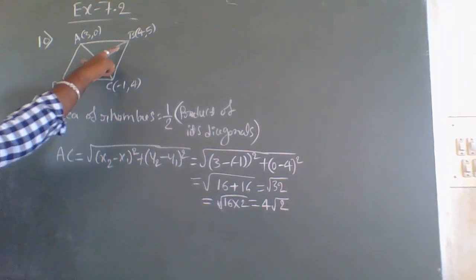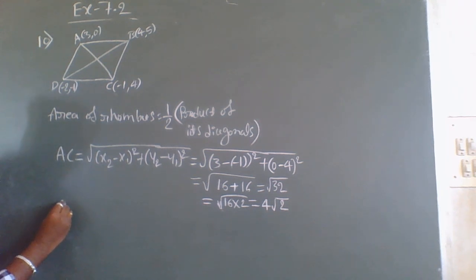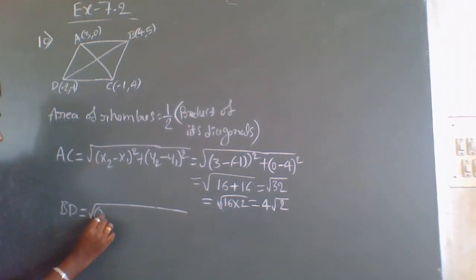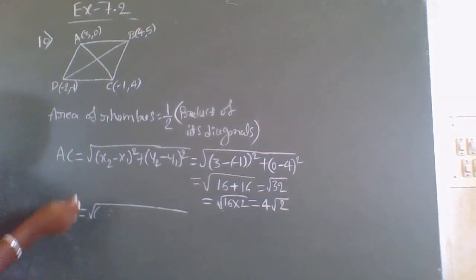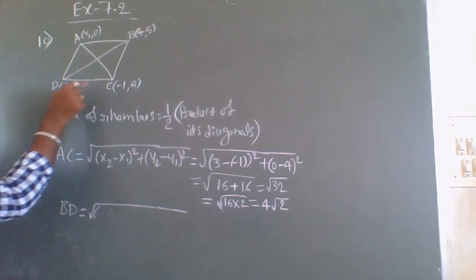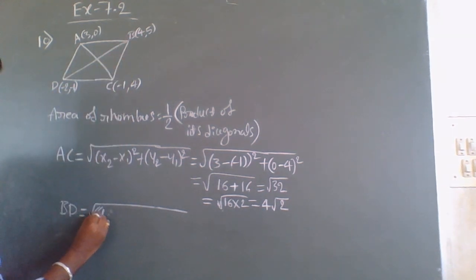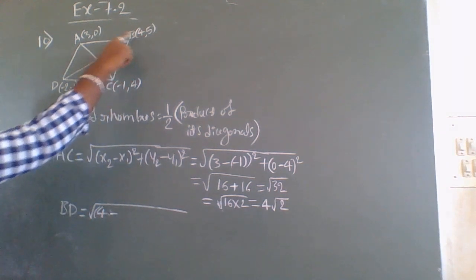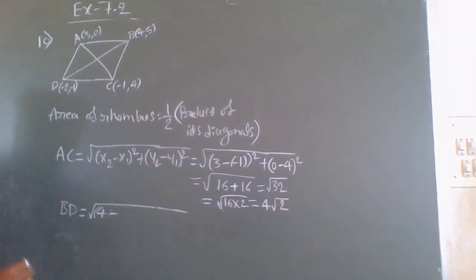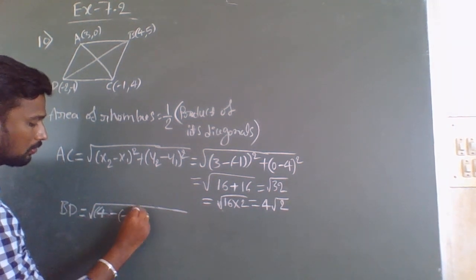Now we will calculate the length of BD. So here BD equals, again the formula is x2 minus x1 whole square plus y2 minus y1 whole square. While writing, you should write the formula. Now I will consider these values as x2, y2 and these values as x1, y1. So here 4 minus, this is the x2 value, 4 minus the x1 value, which is minus 2. So 4 minus of minus 2 whole square.